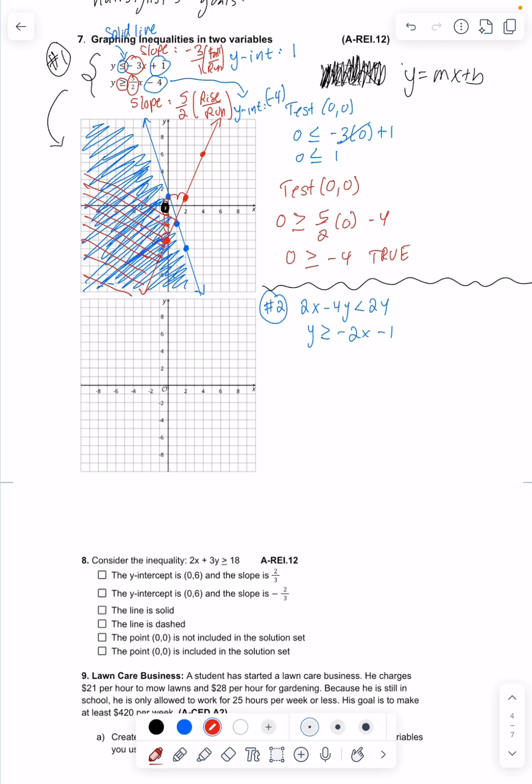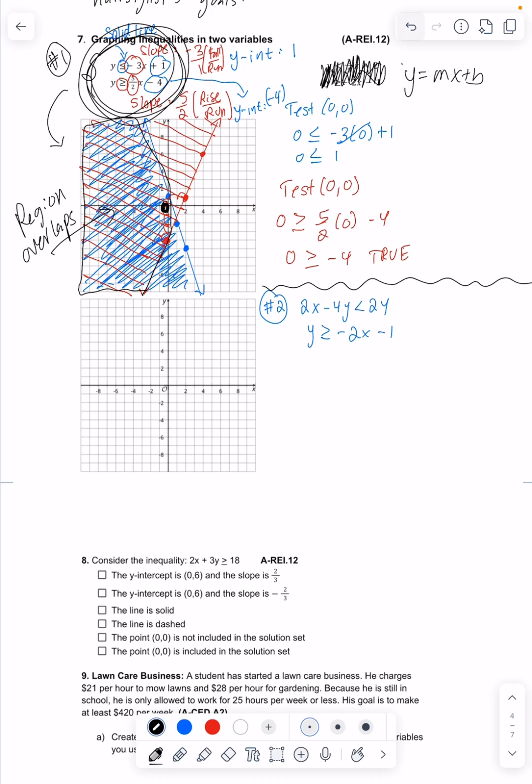The left-hand side of this red one. And now we can determine that the solutions are where the overlap exists. Again, the blue line was shaded on the left-hand side, right? But now we can see that this whole region right here overlaps. So that means those are the solutions that make both of these inequalities true.